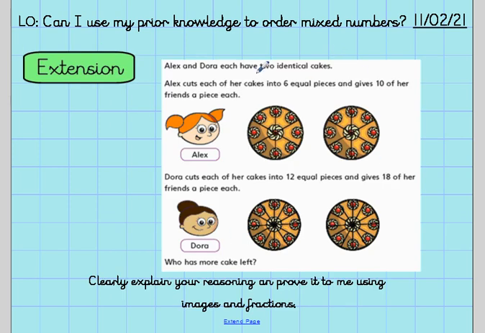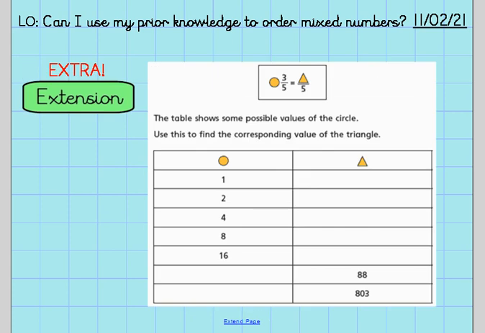This one here. What I want is I don't just want an answer, okay? Who has more cake left, Alex or Dora? I don't just want that. What I want you to do is explain your reasoning and prove it to me, okay? I should see maybe an image of this drawn, some parts of it shaded, some parts of it taken away, whatever that might be, and I should see you writing some fractions to use as proof, okay? So what fraction do each of these get left? So think about that.